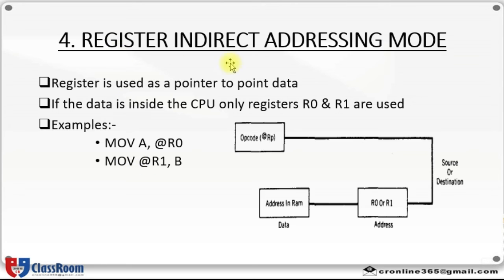So register indirect addressing mode can be easily identified by using this notation @, or by using the two registers R0 or R1. Register indirect addressing mode uses only two registers, R0 and R1. So MOV @R1, B means copy the data B into the address specified by the register R1.